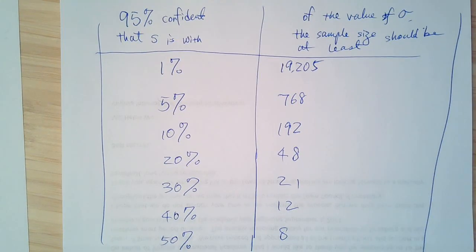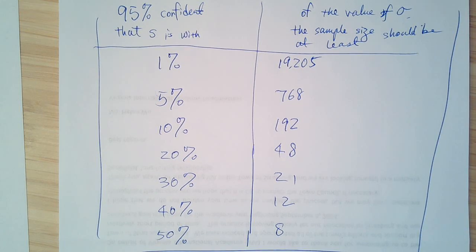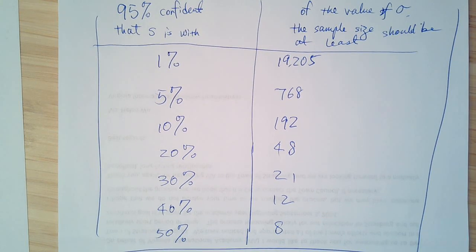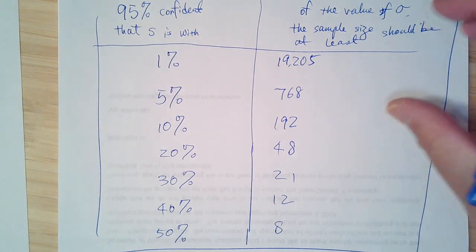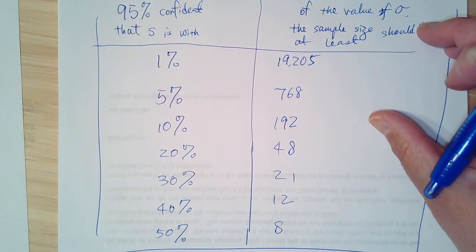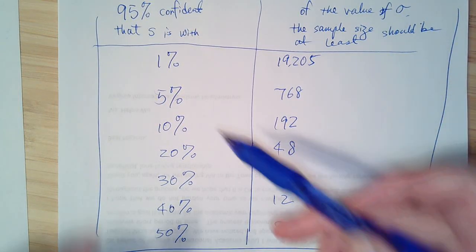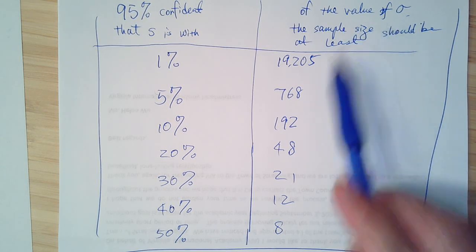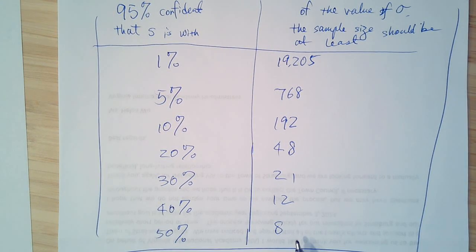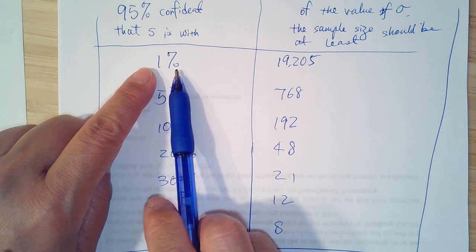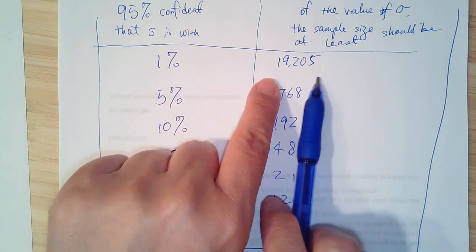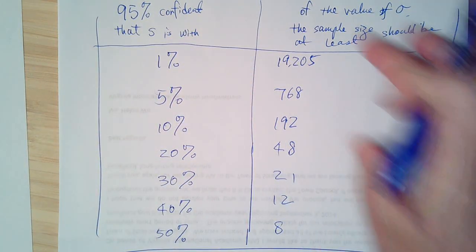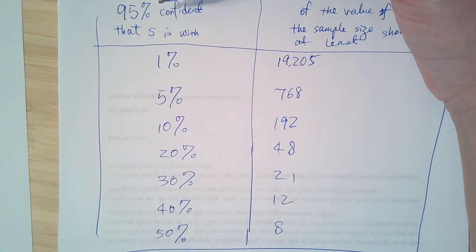If you want to be 95% confident that your S is within this much of the value of sigma, then here's the sample size. Can you see that? If you want S to be within a larger percentage of error, which is the error of the value sigma, then the smaller sample size you would need. If you want to be very precise, then you need a huge sample size. So this is the table if you want to be 95% confident.